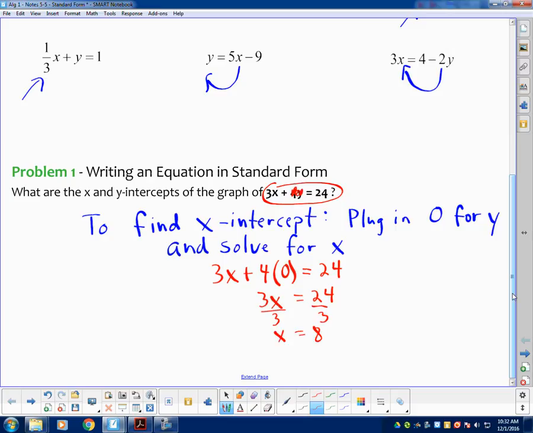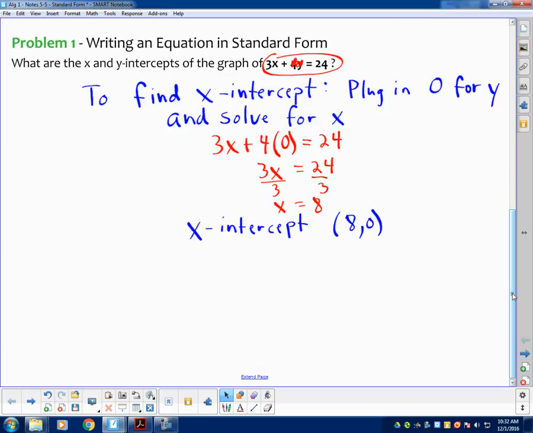So my x-intercept here, the place where the graph crosses the x-axis, is located at 8, 0. And so I could plot that point, and that would be one of the 2 points that I need to graph the line up here. So once again, this is a linear function in standard form. 3x plus 4y equals 24 is in standard form, and the x-intercept is 8, 0.